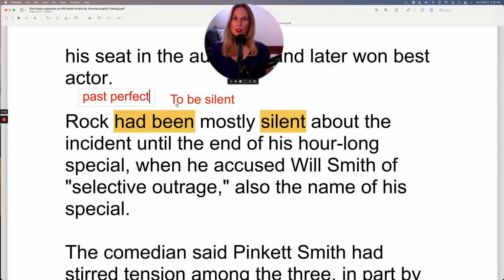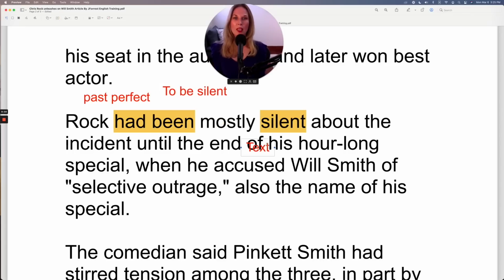Past perfect. So we have our auxiliary verb have, and it's conjugated in the past simple, had. And then we have our third form of the verb be, which is been. Rock had been silent. Now we use the past perfect when we're talking about a past action before another past action.